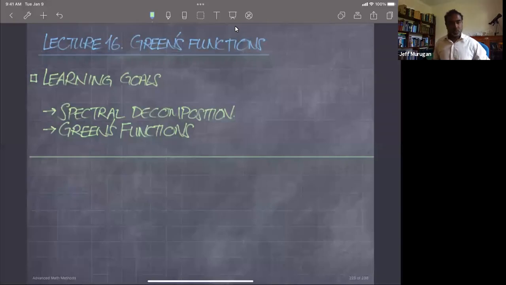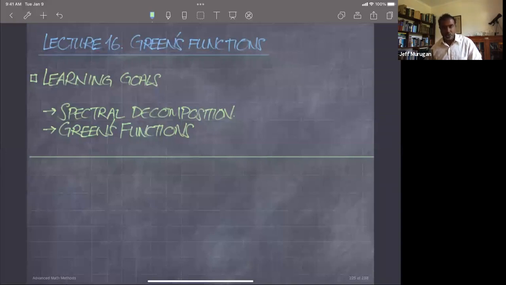Okay, so I want to pick up where we left off last time, talking about the resolvent operator. And in particular, I want to discuss what I hinted at last time, which was the spectral decomposition theorem, and how you take an operator and decompose it into its spectral constituents.